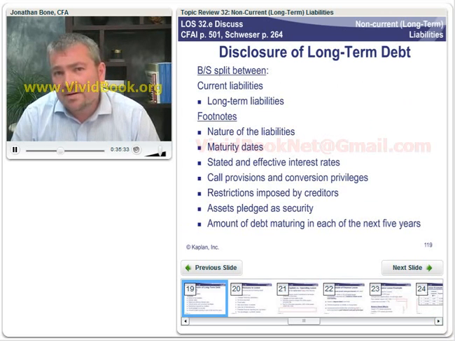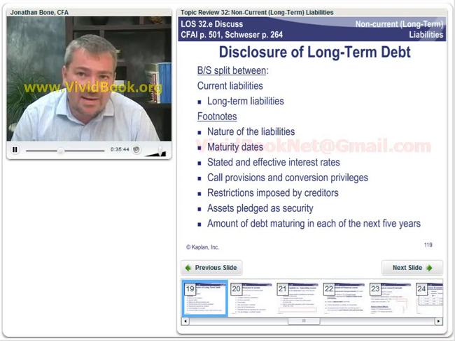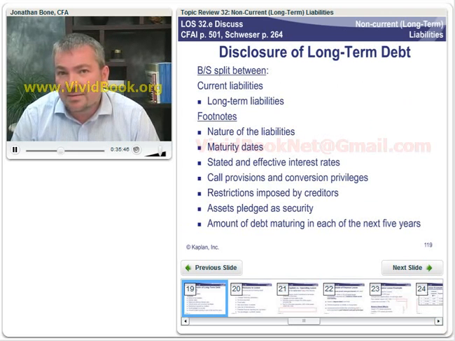The footnotes will give the nature of the liability, i.e. the type of the bond. It will state maturity dates. It will give both stated and effective interest rates. The stated rate is the coupon rate. The effective interest rate is the rate, the IRR, when the bond is issued, which we're using for amortization purposes.